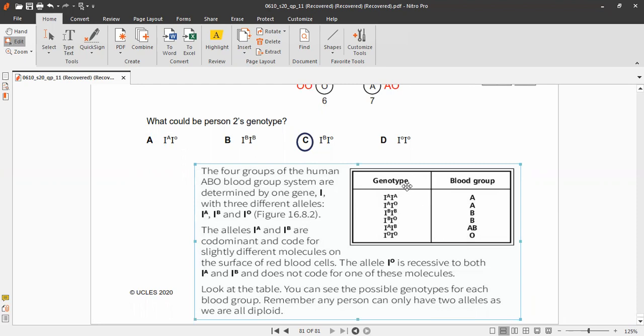So there are 6 genotypes but 4 blood groups. The number of genotypes here is 6 genotypes and 4 phenotypes, ABO.